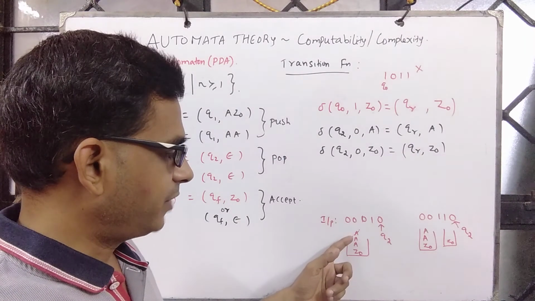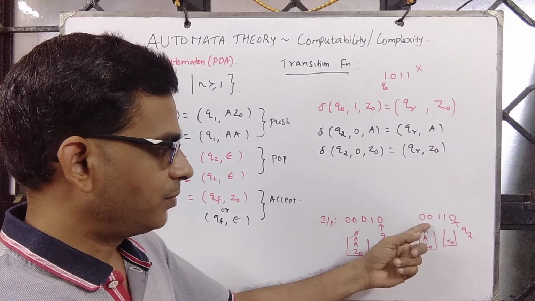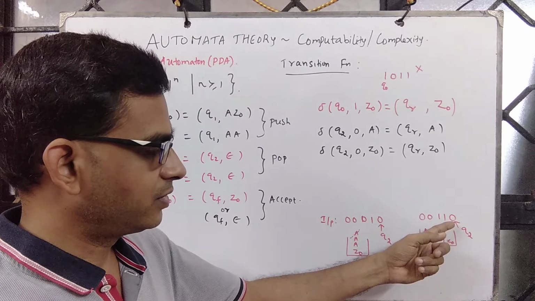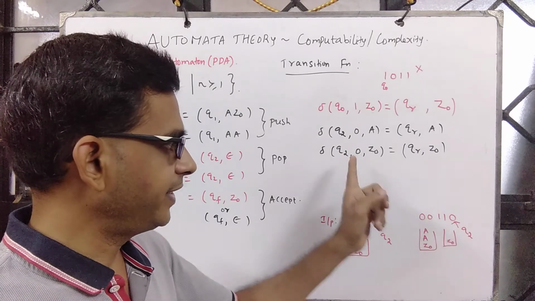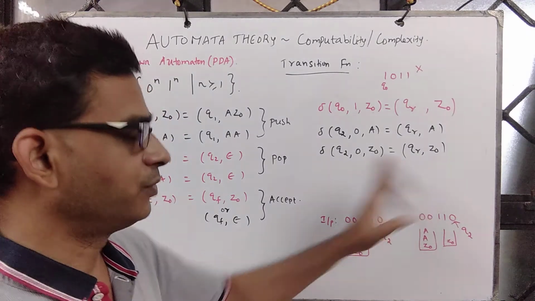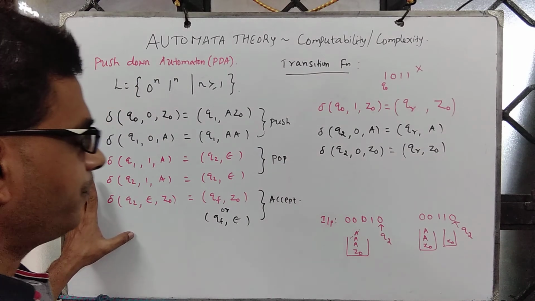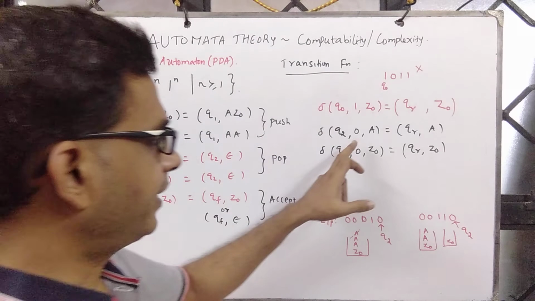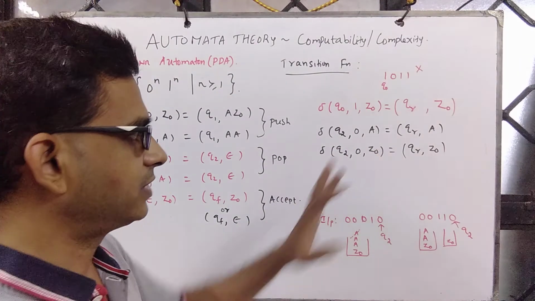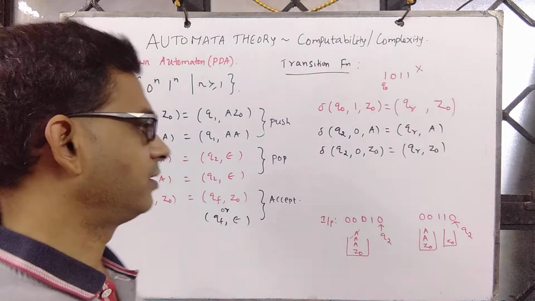And the top of the stack symbol could be A or it could be Z0. Look at this input, 0011. After that a 0 comes, which means you are at Q2, reading 0, the top of the stack symbol is Z0, it has to be rejected. So when you are at Q2, if you read a 0, irrespective of whether the top symbol is A or Z0, it has to be rejected.